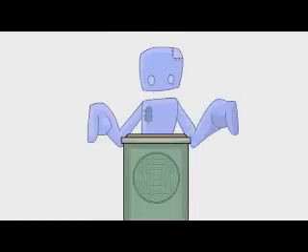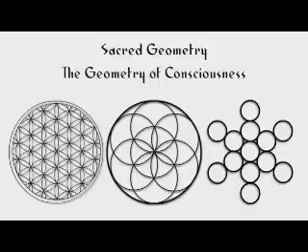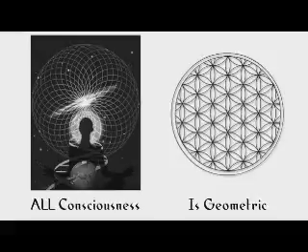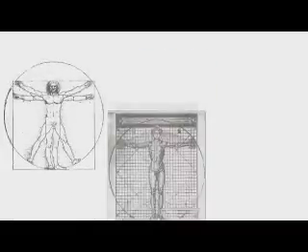One other thing before we get this rolling. I want to give an overview about what sacred geometry really is. Sacred geometry is the geometry of consciousness. It revolves around the idea that all consciousness, including human, is solely based on sacred geometry. Because it is, we can begin to see and understand where we have come from, where we are now, and where we're going.